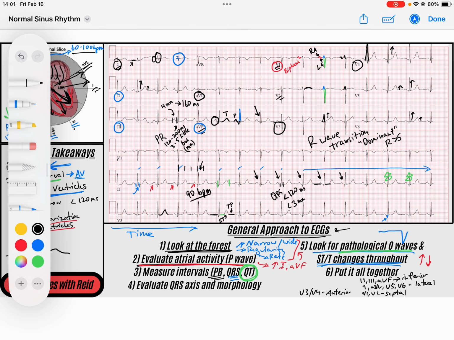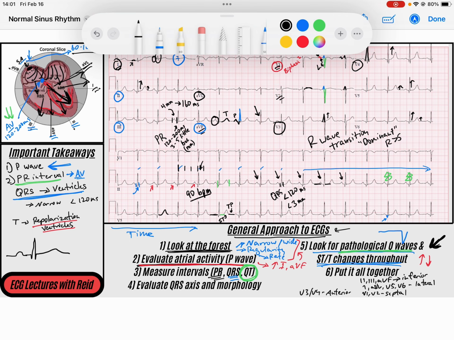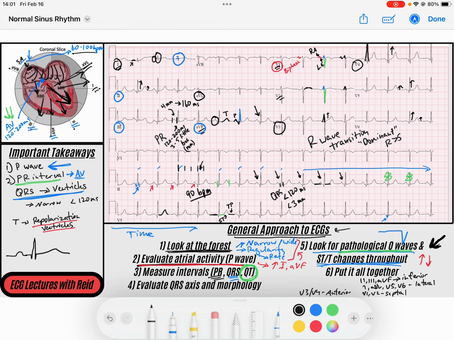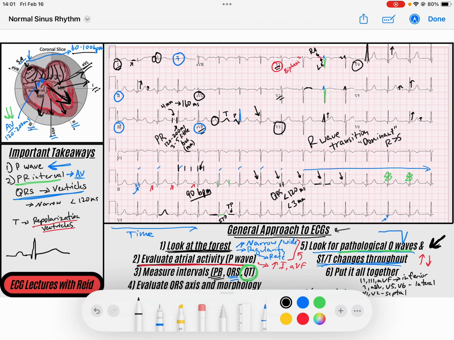leads. So when you're looking for ST and T wave changes and pathological Q waves, which are our ischemic changes, ischemia should be occurring in some anatomical region of the heart. So that's why you get those changes. And so that's how I approach and understand the findings of normal sinus rhythm, right? I look at the forest and I look for, is my QRS narrow? Is it regular? What is the rate? If the rate is between 60 to 100 beats per minute, then I think that that is something that the sinus node is typically capable of.